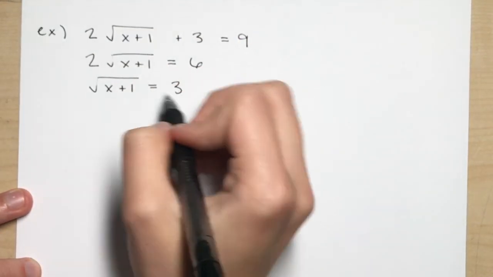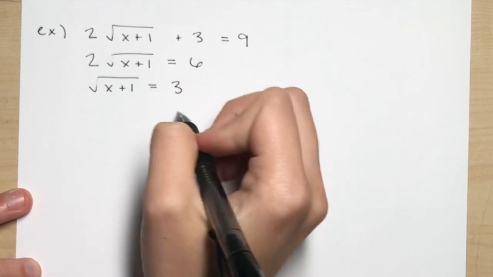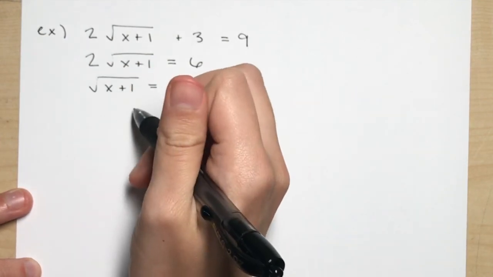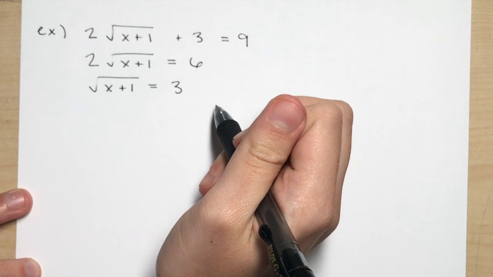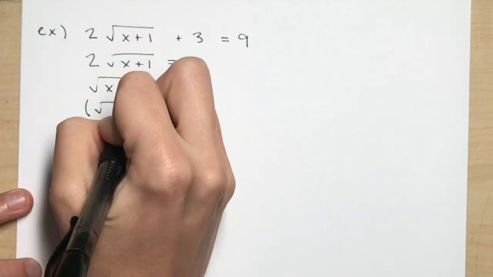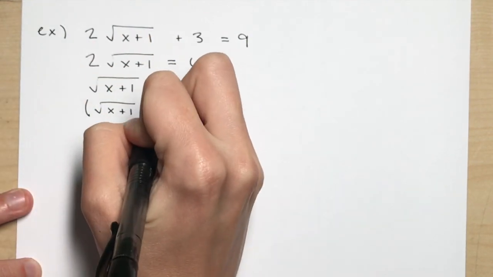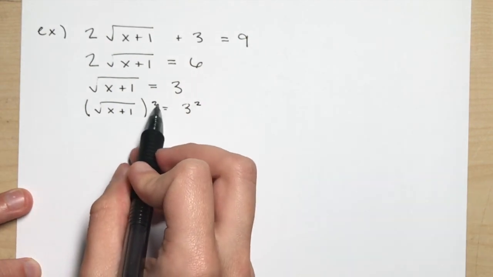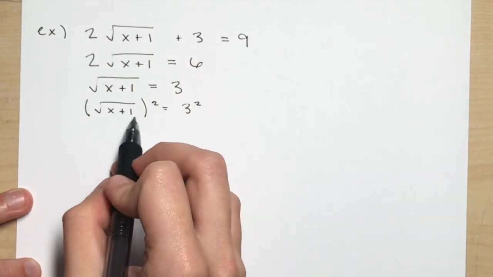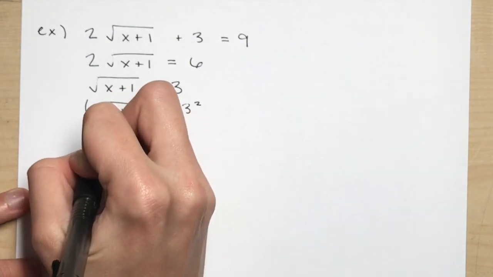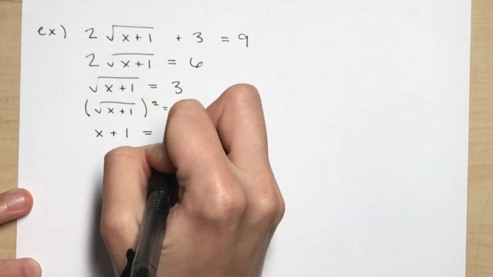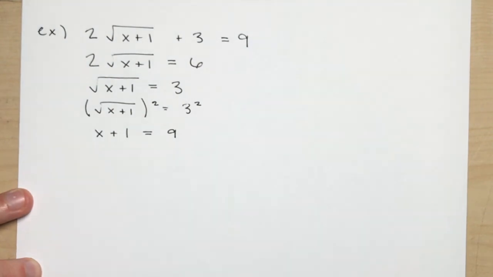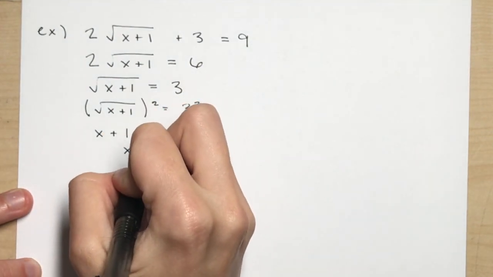So we want to raise each side to the same power that will get rid of the radical. If we have a square root, that's a squared. So we square both sides. If I have a square root of x plus 1 squared, that's just going to leave me with x plus 1, right? And this is going to be equal to 9, which gives me x equals 8.